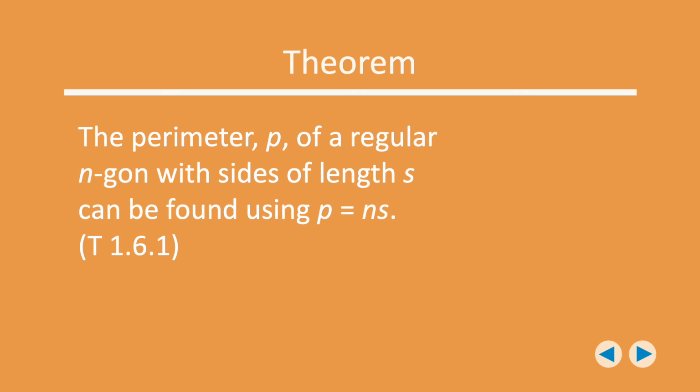The perimeter of a regular polygon with sides of length s can be found using this formula, okay? So n represents the number of sides, and s is the length of the side. I cannot write all of this out.